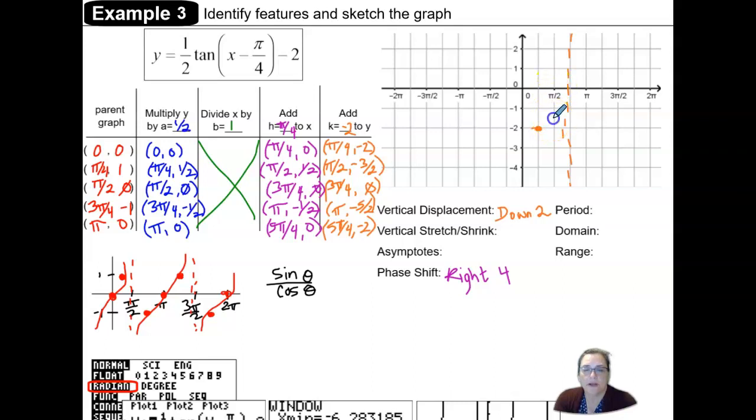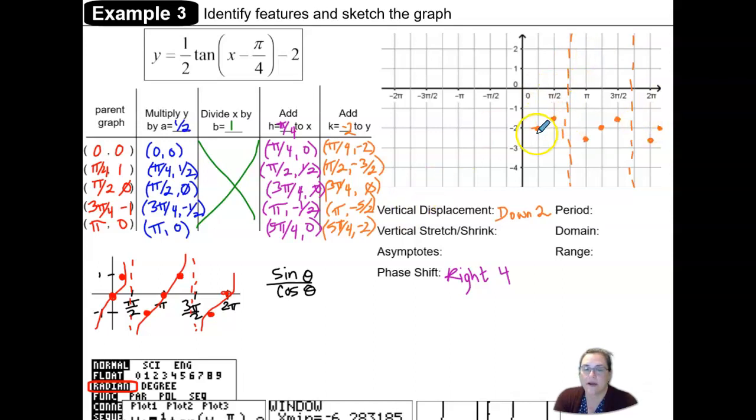At pi over 2, -1.5. Then at pi, we're down at -5/2, or -2.5. Then 5 pi over 4 is -2. And now we're back at that same pattern again. So we would come up here to -1.5, followed by a vertical asymptote, and then back down to -5/2, and then -2, and so on.